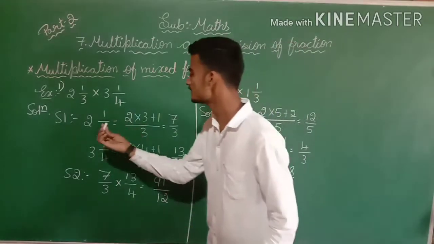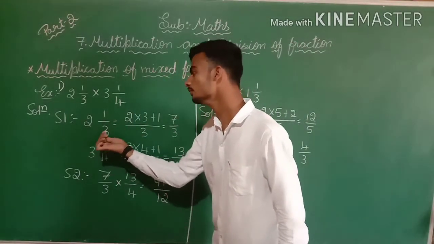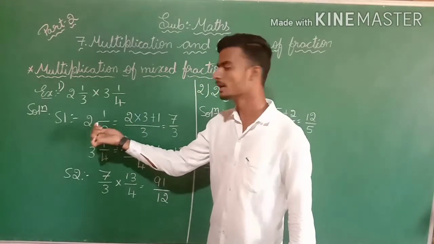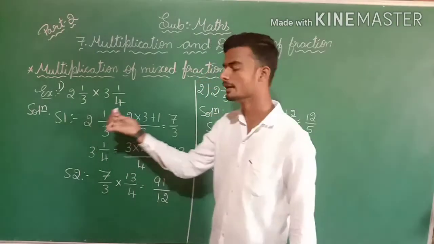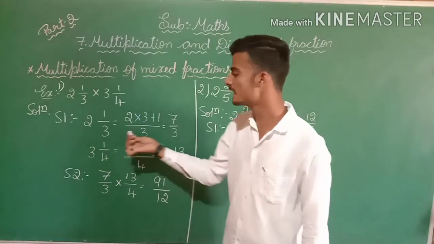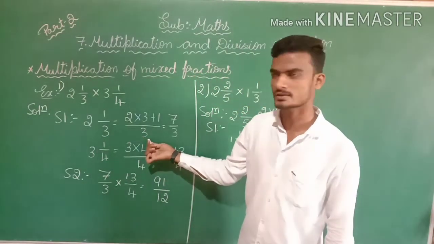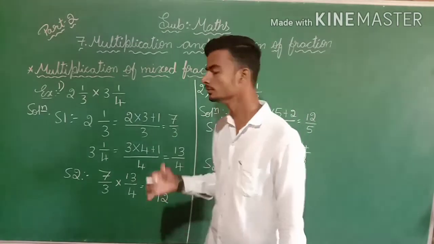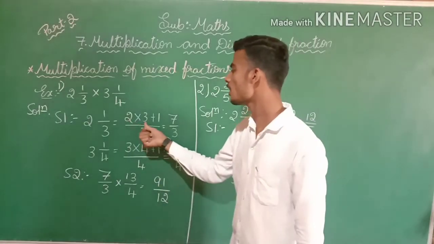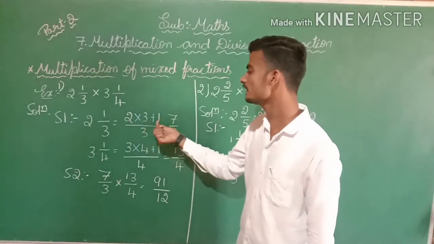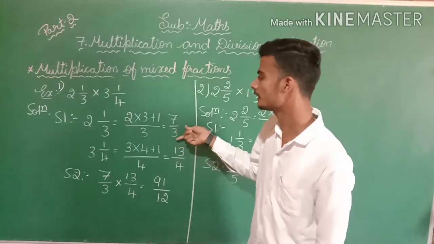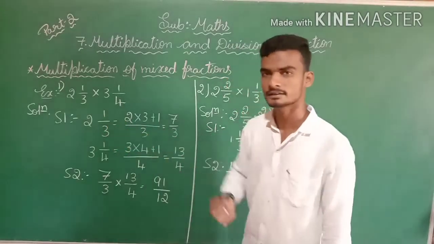How will you convert these mixed fractions into improper fractions? You convert 2 whole 1 by 3 as 2 into 3 plus 1, divided by 3. The denominator is the same number here also. Then simplify this: 2 3s are 6, 6 plus 1 is 7. So 7 by 3 is the improper fraction we got for 2 whole 1 by 3.